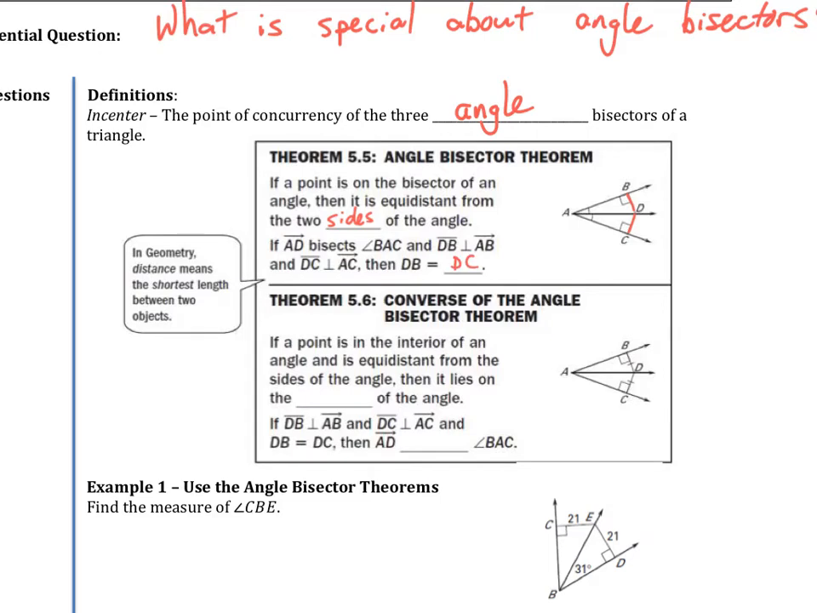The reason they talk about being perpendicular is because when we're talking about the distance between two things, it is always a perpendicular line. The shortest distance is a straight line right to it, which would be perpendicular. So you can see that point D is on the angle bisector. The angle bisector is this blue ray. So then those two red lines are going to be equal to each other. That's what this theorem says.